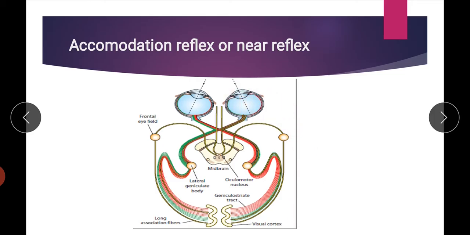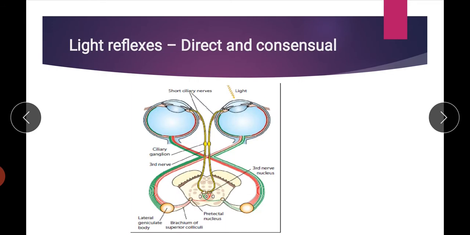So this is about the accommodation reflex or near reflex: the afferent fiber goes through the optic nerve up to the primary visual cortex. From there the long association fibers come to the frontal eye field, from the frontal eye field to the third cranial nerve nuclei, and from the third cranial nerve nuclei to the eye. So this is about the accommodation reflex.